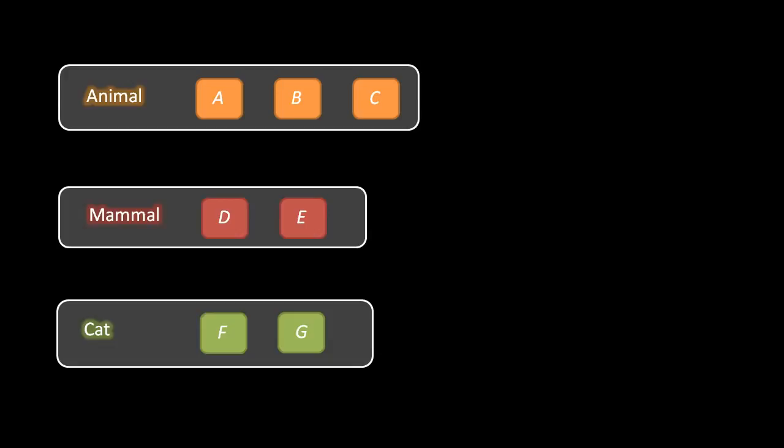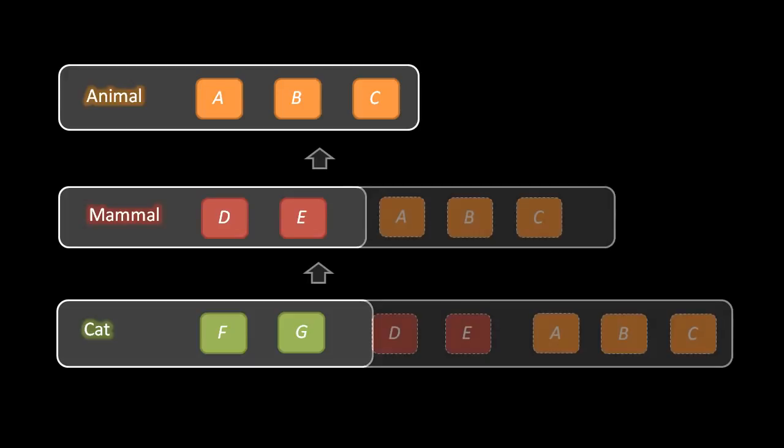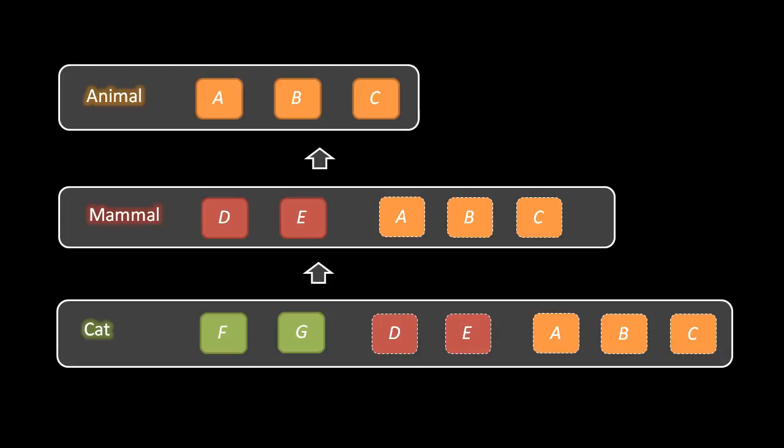In any case, if we link these classes together by inheritance, such that cat inherits from mammal and mammal inherits from animal, well, what that will mean is that the mammal class will automatically inherit all of the members of the animal class, and in turn, the cat class will inherit all of the members of the mammal class, including the members which mammal itself inherited from animal.